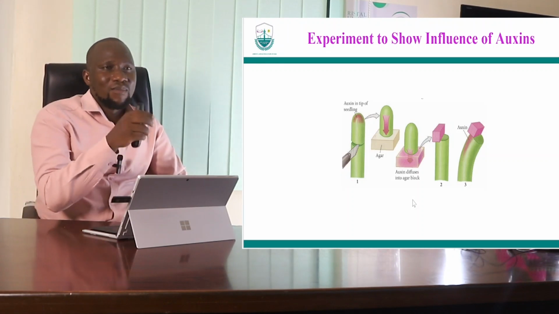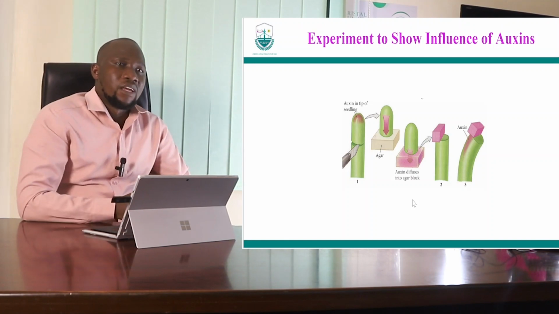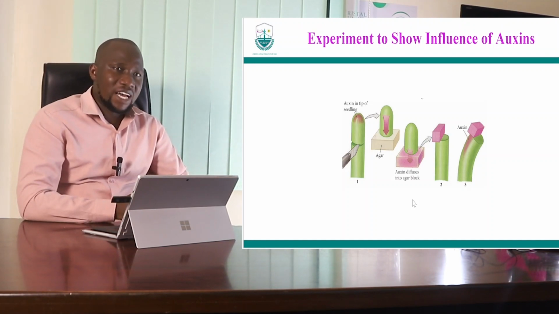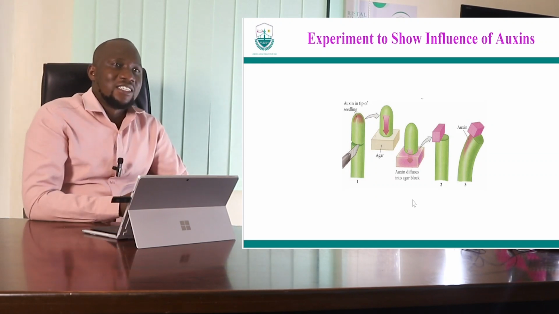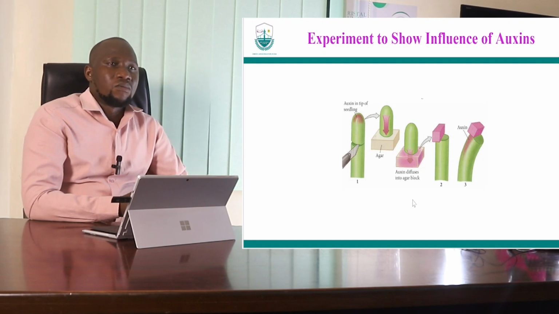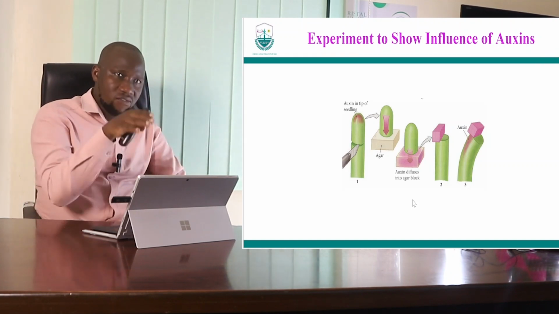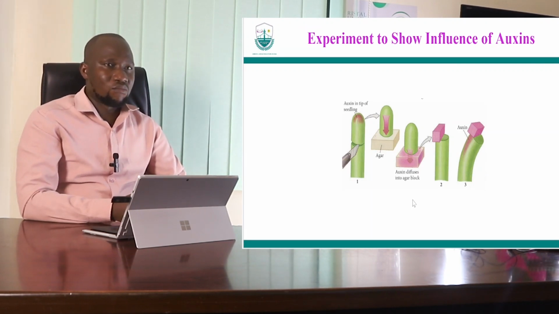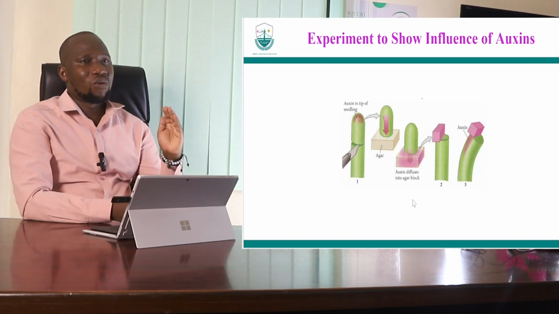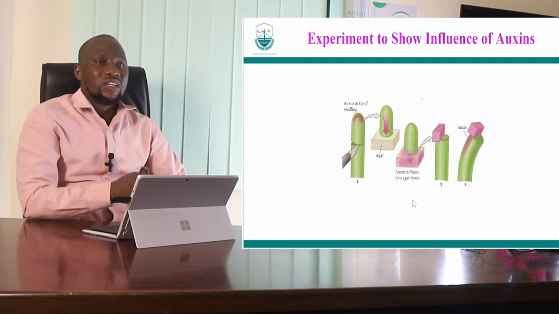Now, if you get that agar and place it on one side of the cut tip, you see that growth will happen again. And in this case, the shoot tip will actually start to curve. This is to indicate that the growth is not uniform. We have more growth or more cell elongation on the side where there is the agar than on the side where there is no agar.